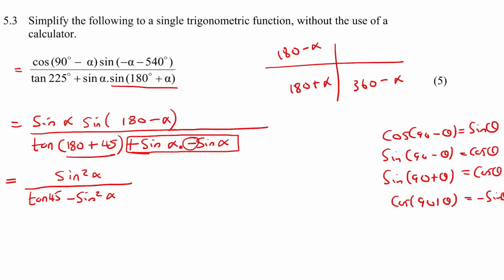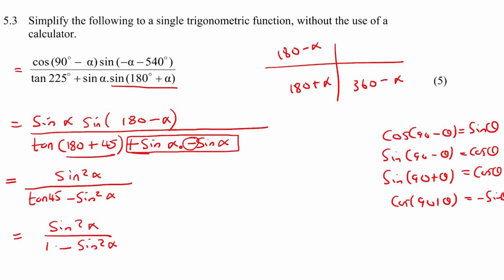And no, you cannot cancel these out because it's one term at the top, two terms at the bottom. So what we can do next is tan 45 is just 1. Okay, you could even use your calculator for that. They don't care about that part. And then you've got this.